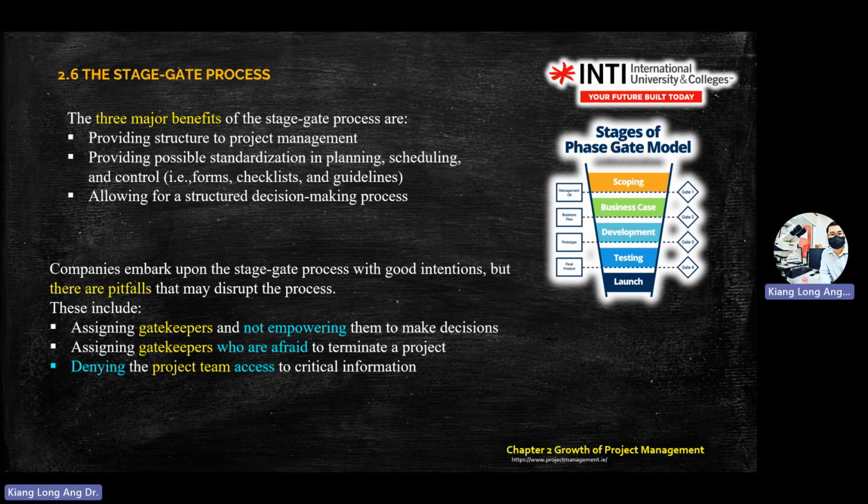So these are the points on why the stage-gate process can fail. What are the failure factors? One is that you assign a gatekeeper, but you're not giving them enough power to make execution decisions. So you assign a gatekeeper, but the gatekeeper is afraid to decide. Or you deny project teams access to critical information.